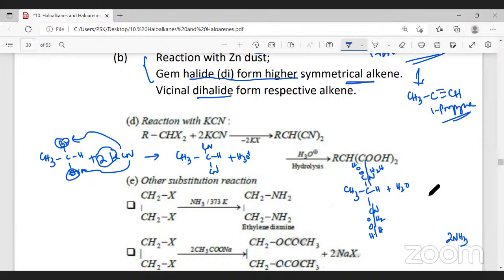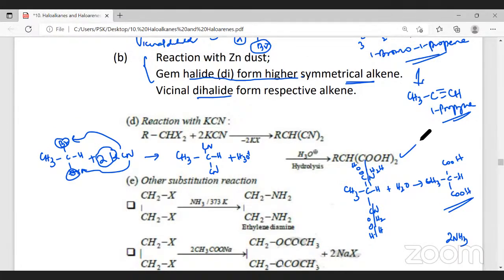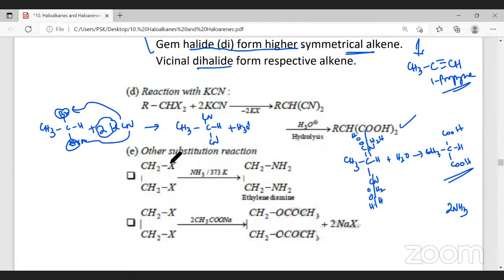In place of this nitrogen, what goes? Carbon. So I get CH3, CH, COOH, and COOH. A dicarboxylic acid I get. Did you understand? So whenever a dihalide is allowed to react with aqueous potassium cyanide, followed by hydrolysis, dicarboxylic acids are formed. Dicarboxylic acids are formed. Follow with this? Yes, sir. Students are following.